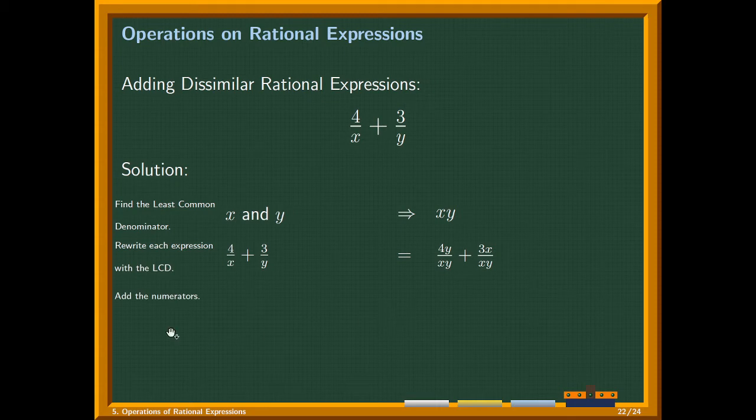Now, ang sunod nato buhaton is to add the numerators. Ang common nga denominator is xy. So, xy, and then we add 4y, then plus the operation, then 3x. Since they have different variables, we cannot combine. They are not like terms. So, remain as it is.